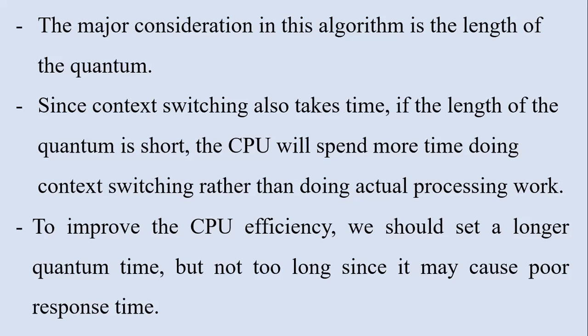The major consideration in this algorithm is the length of the quantum. Since context switching also takes time, if the length of the quantum is short, the CPU will spend more time doing context switching rather than doing actual processing work. To improve the CPU efficiency, we should set a longer quantum time, but not too long, since it will cause poor response time.